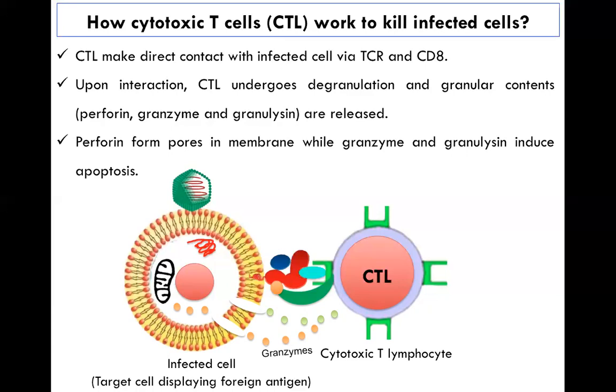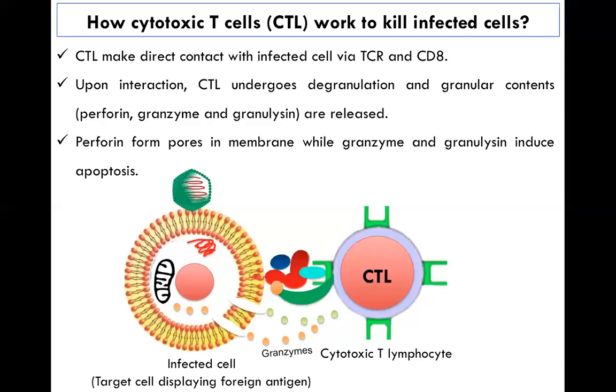What kind of other enzymes? Granzymes and granulysin. Now the granzymes enter through these pores created by the perforins and cause apoptosis via mitochondrial dysfunction. And what is the function of granulysin? Granulysin has antimicrobial activity and contributes toward apoptosis.